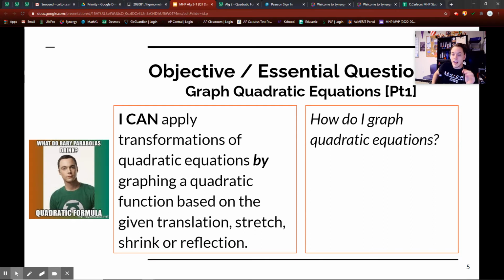Okay? So today, how can I graph quadratic equations? I'm going to add to that with that essential question. How can I graph quadratic equations?